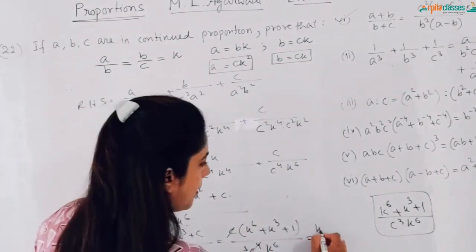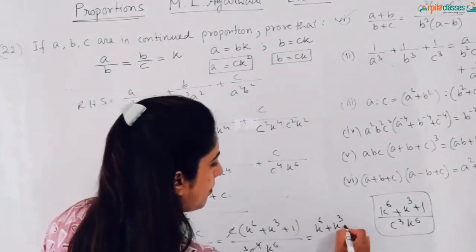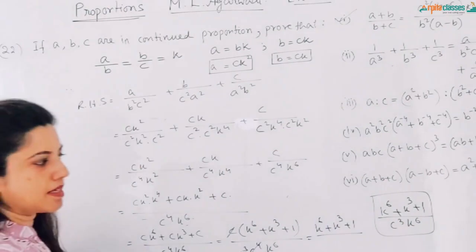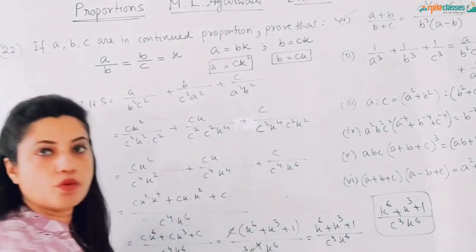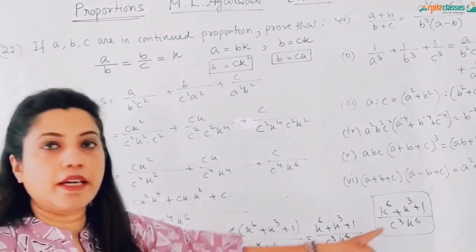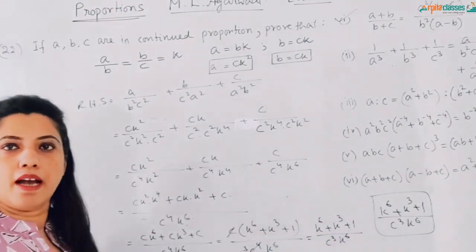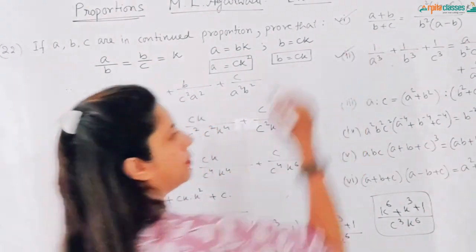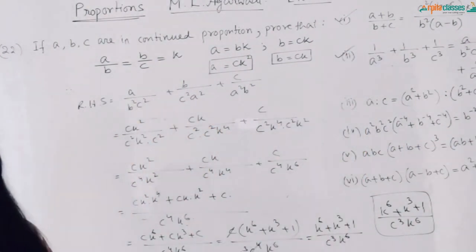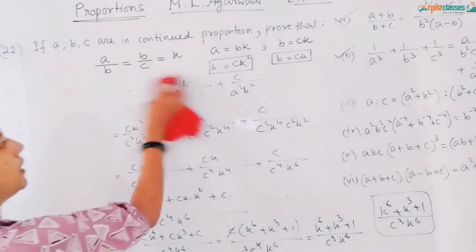So now if you compare with the left hand side, from the right hand side also we got k to the power 6 plus k cube plus 1 divided by c cube k to the power 6. So we are getting the same thing in the left hand side and in the right hand side. So the second question is also proved. Okay, let us proceed to the next question.